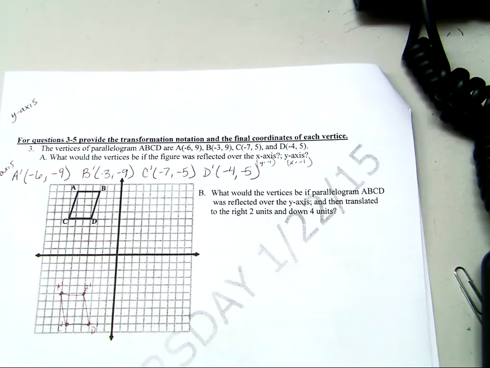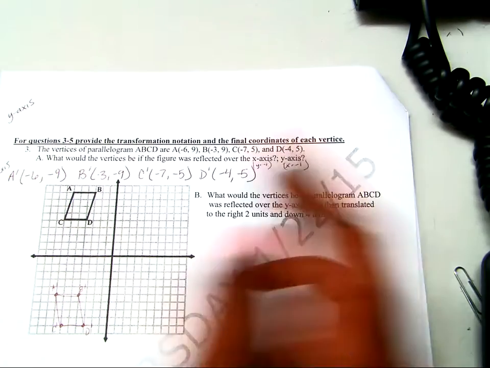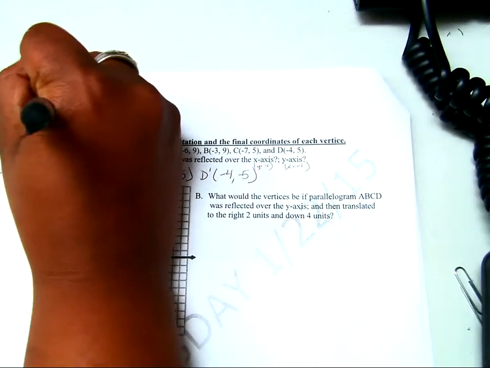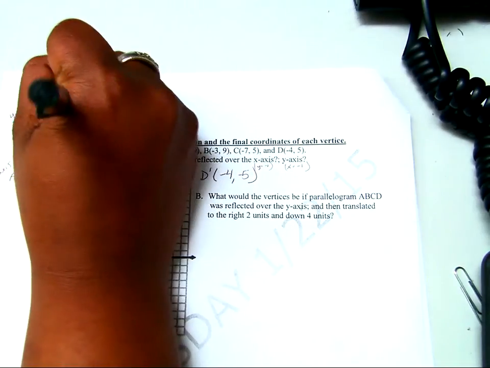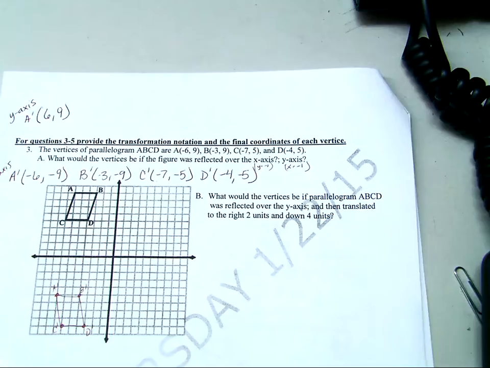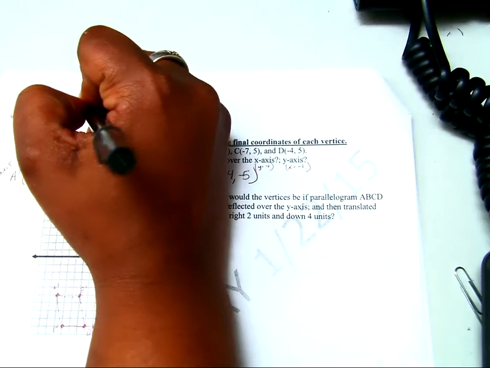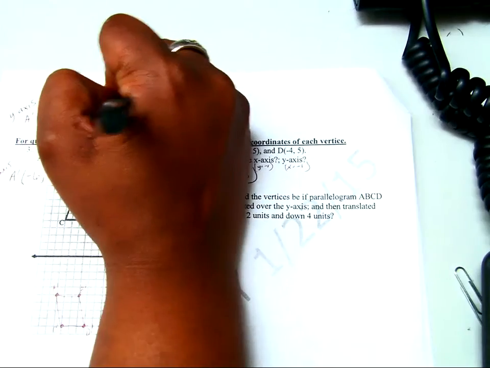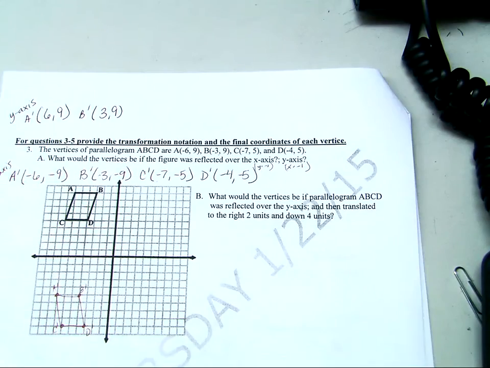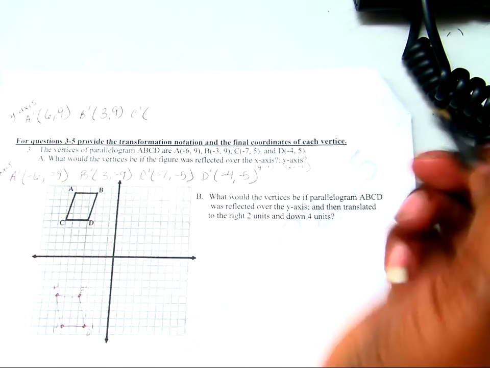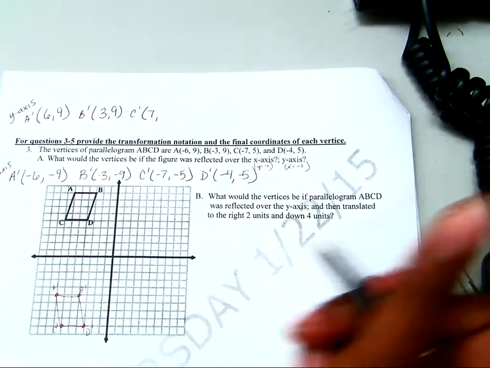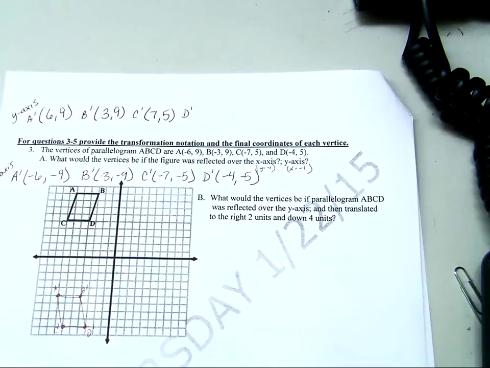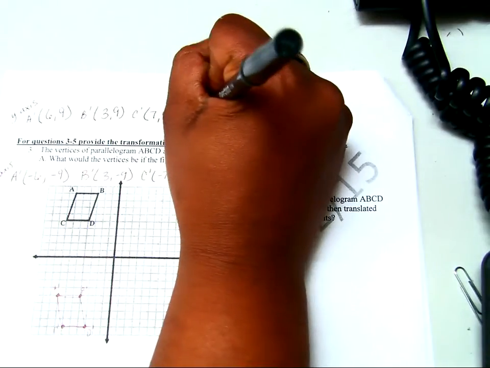All right. So let's go. For the y-axis, my x is going to go opposite. My y is going to stay the same. So this is A prime for the y-axis, B prime. My x is going to go opposite. My y is going to stay the same. C prime. My x is going to go opposite. My y is going to stay the same. And D prime. My x is going to go opposite. My y is going to stay the same.